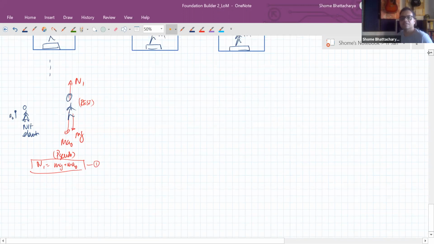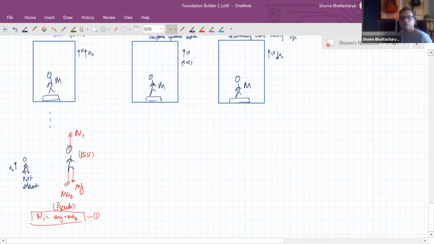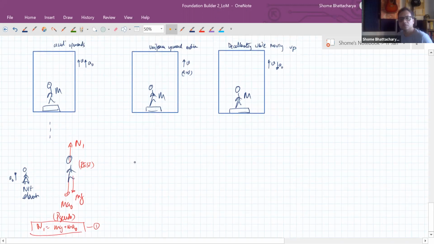Okay. And in the second picture, what is happening? The elevator is going up, but with uniform velocity. So what kind of frame is it? It is an inertial frame, because it does not have acceleration with respect to the ground. So when you make the person's free body diagram, there are only two forces, mg and normal reaction, let's say N. He is at rest in that frame, so N is equal to mg. So that is his true weight.